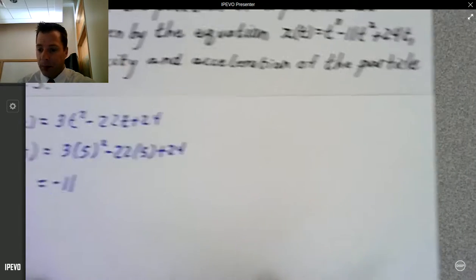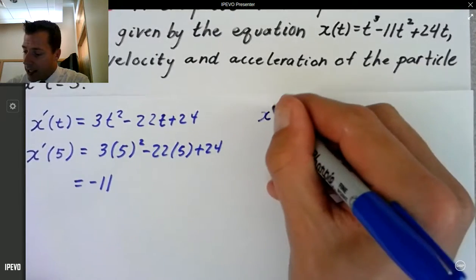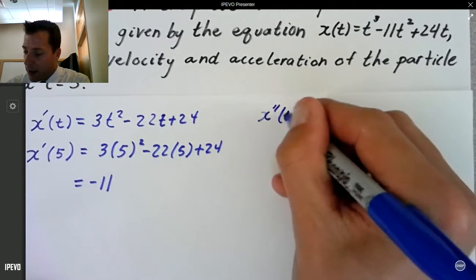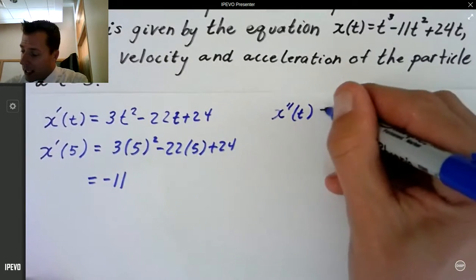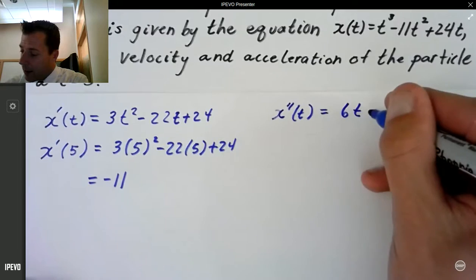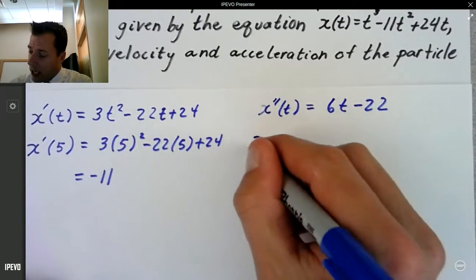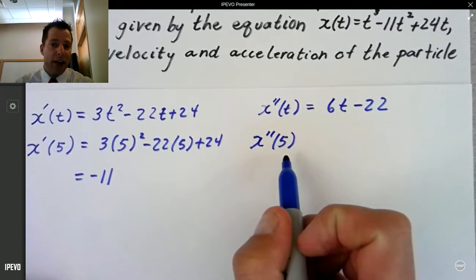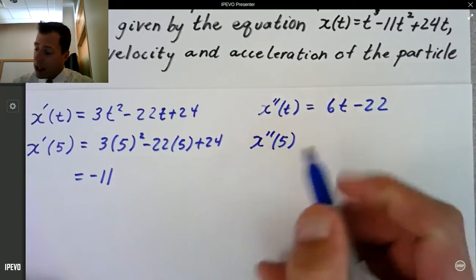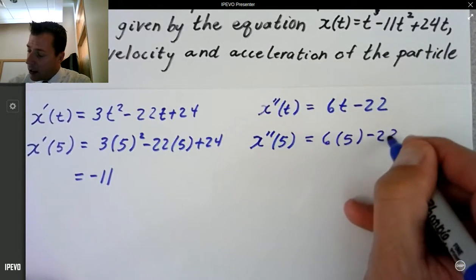Now, the second part of this is acceleration, so x double prime of t. I'm going to take the derivative of my derivative, so I get 6t minus 22. That one's a little easier. Again, they want to know what's going on after 5 seconds, so by substitution of 5 into that acceleration function, I can see what's going on.